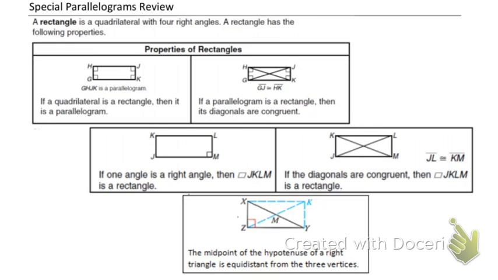We also had the reverse. If one angle is a right angle, then a parallelogram is a rectangle. This also led to our triangle theorem, that if we had a median in a right triangle, everything is equidistant. So in that picture down there, if that's a midpoint, then that is congruent to that, is congruent to that. Don't forget about that with right triangles.